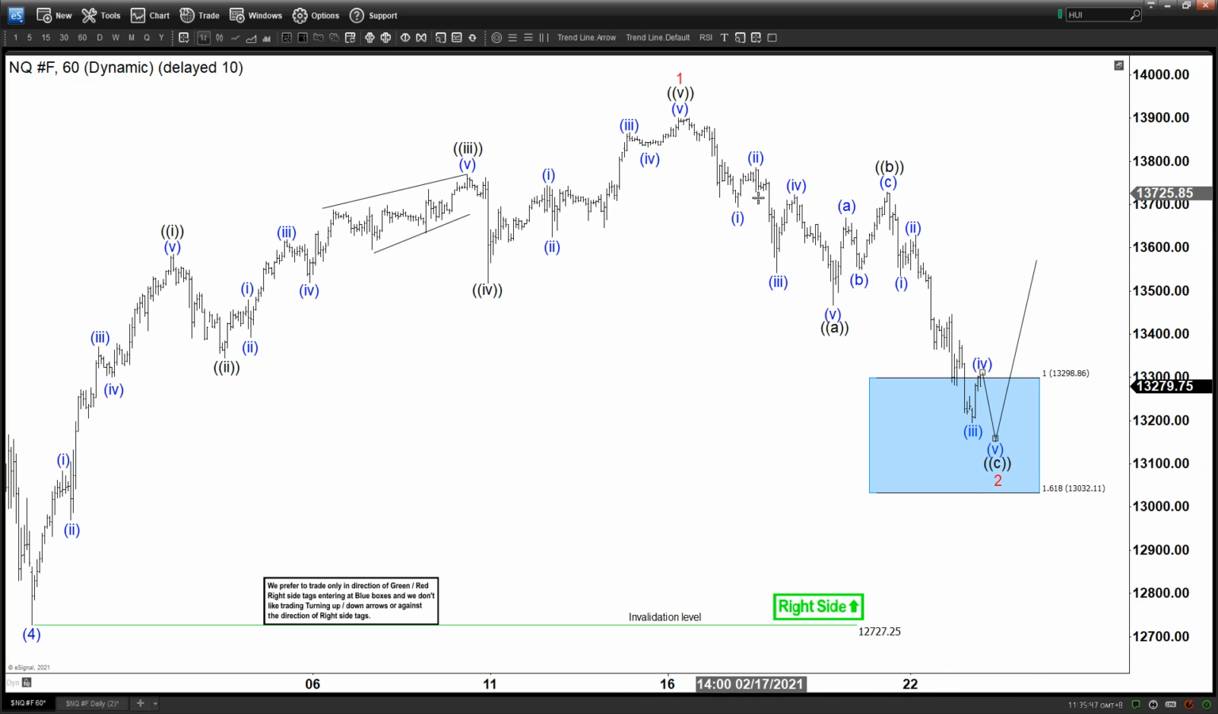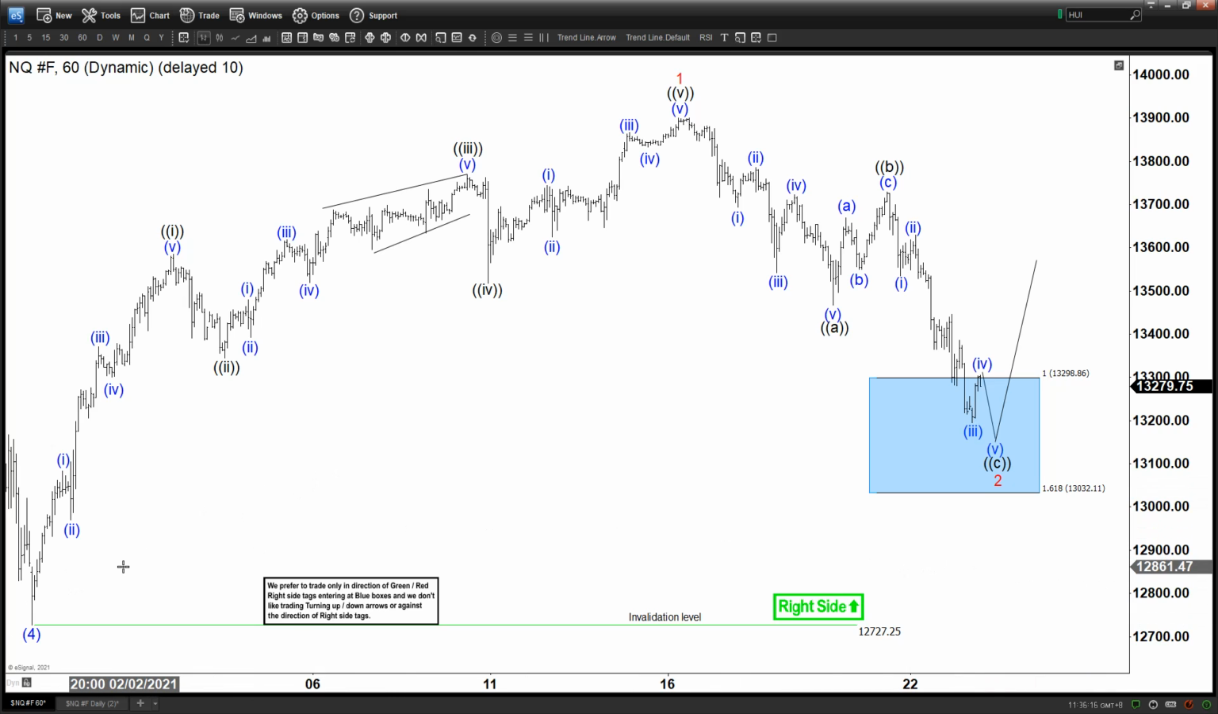So for now, I think the idea is as long as this level here is holding and as long as we don't break below the 1.618 extension, which is 13,032, then we should be able to find support soon, and the index can then go to a new high or bounce in three waves. The alternate would be becoming a 5 waves down and then continuing to extend lower.